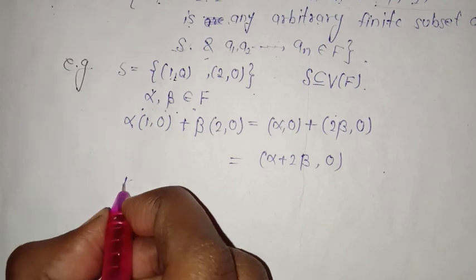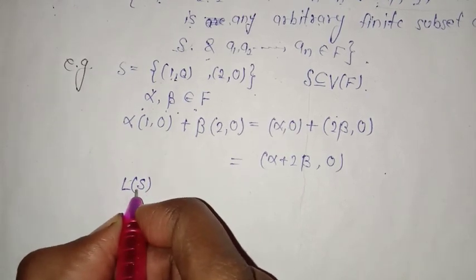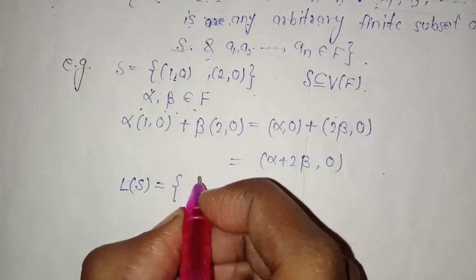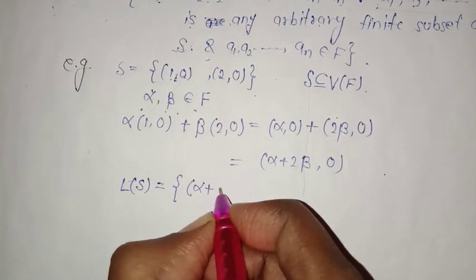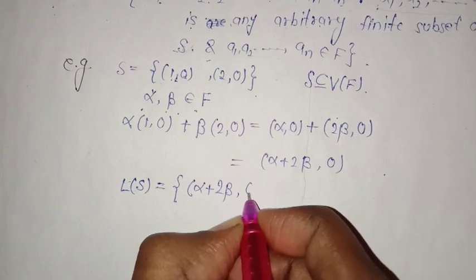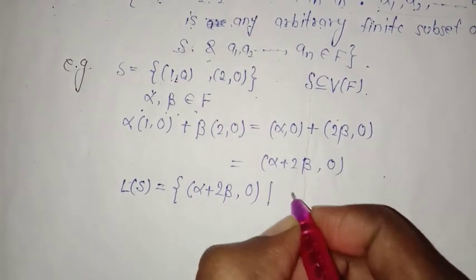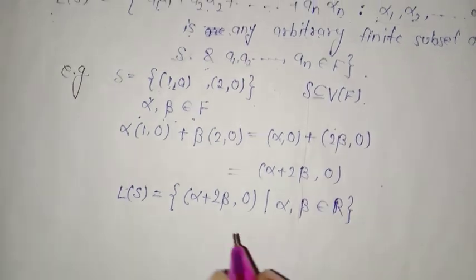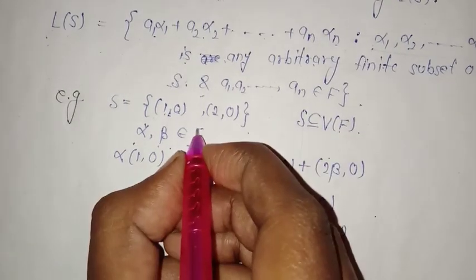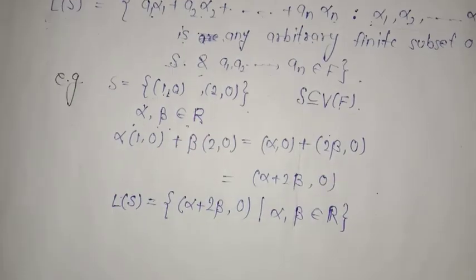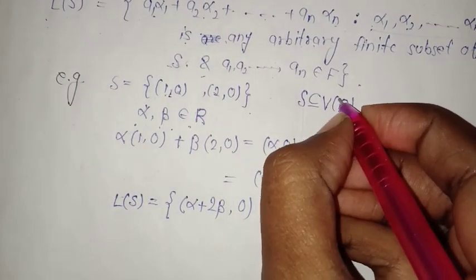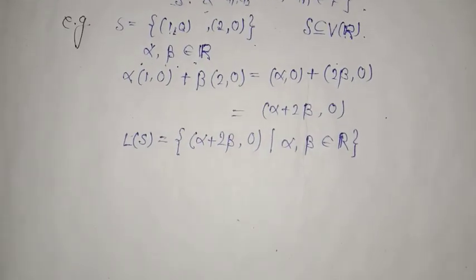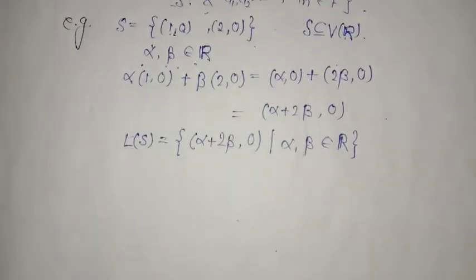Now the linear span, that is the set of all possible linear combinations of the elements of S, will be equal, in this case, to the set of (alpha plus 2 beta, 0) such that alpha and beta belong to R. That is, the field we are taking is R, so we just define it over R. So I hope this definition of linear span as well as the example is clear to all of you.